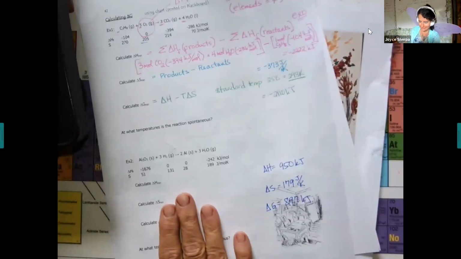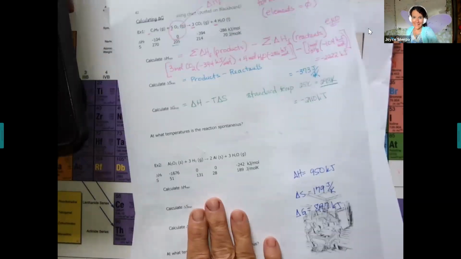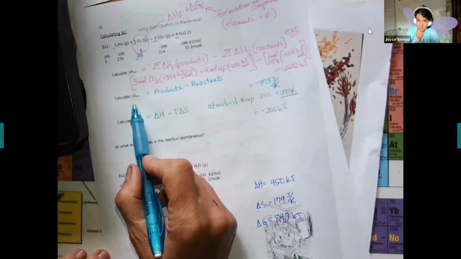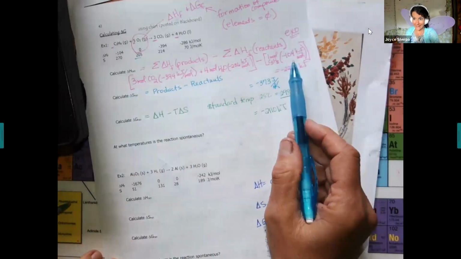So we can do this one tomorrow. Maybe. So if you do the delta S, you're doing products minus reactants. We set it up all beautifully. And again, you've all been setting things up beautifully.